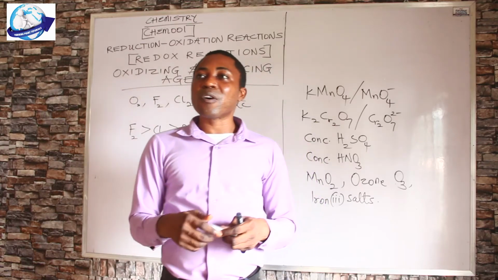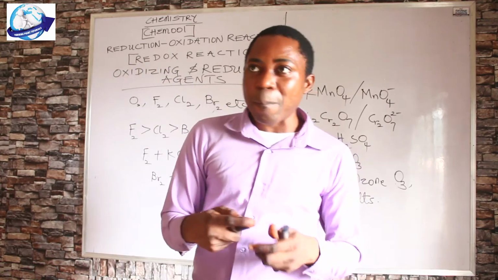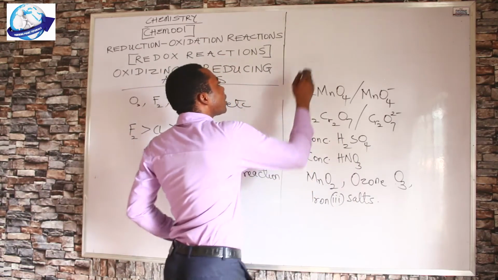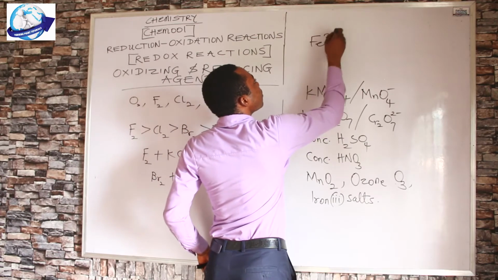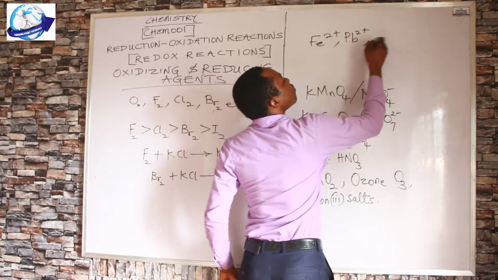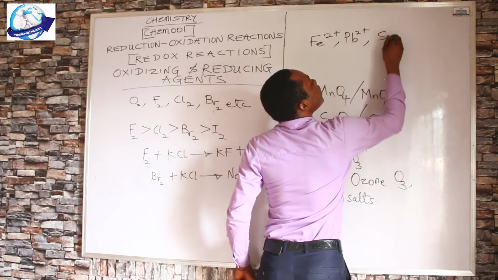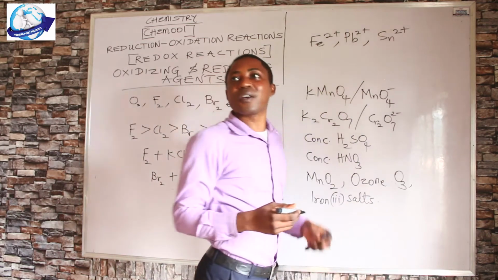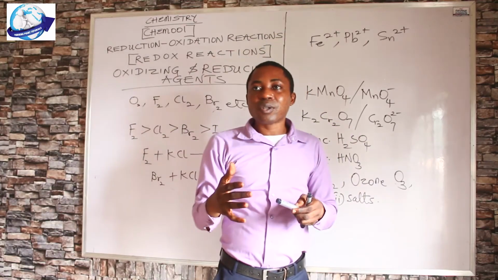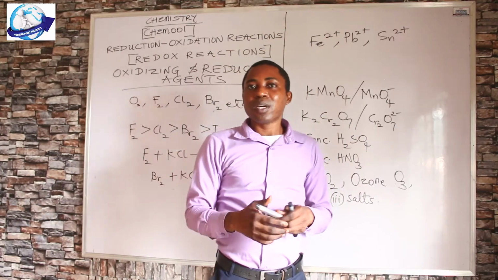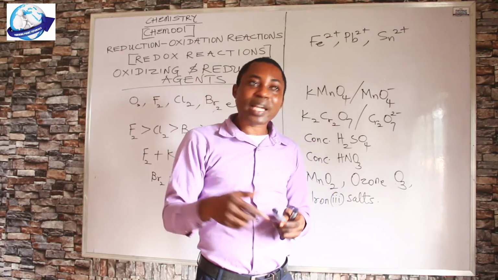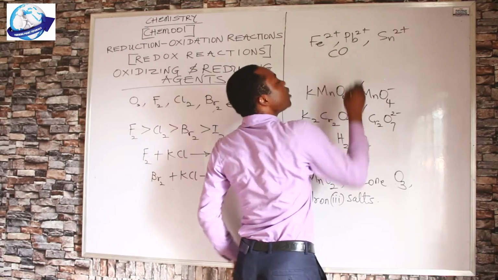Now, examples of reducing agents are all metals. Then we also have metallic ions like iron(II), Fe2+, lead(II), Pb2+, and tin(II), Sn2+. These are examples of the reducing agents, and some non-metals also. Some non-metals like carbon and hydrogen are also reducing agents. Then compounds like carbon(II) oxide are reducing agents too.